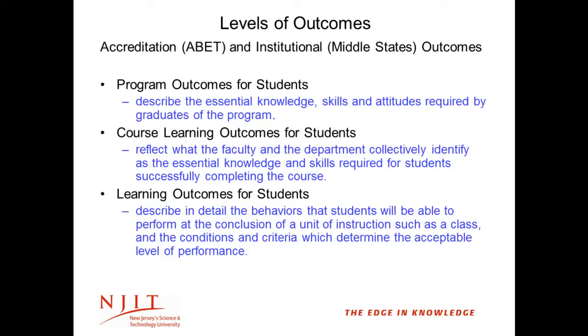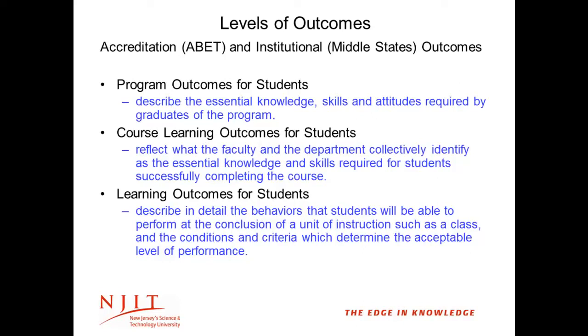Now, there are different levels of outcomes. There are outcomes that are specified by the accreditation agency. Then there are outcomes for a given program, whether it's a BS degree in chemical engineering or a BS degree in biology or a BS degree in economics. You have outcomes for that program. By the time the students graduate and complete your program, there are certain things that their future employer will expect them to have.